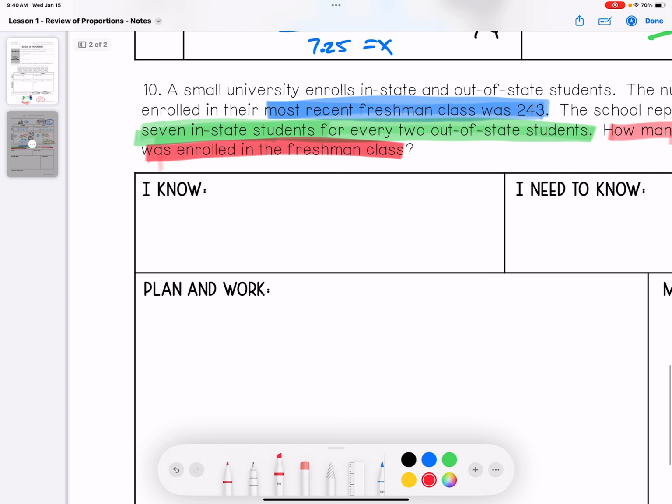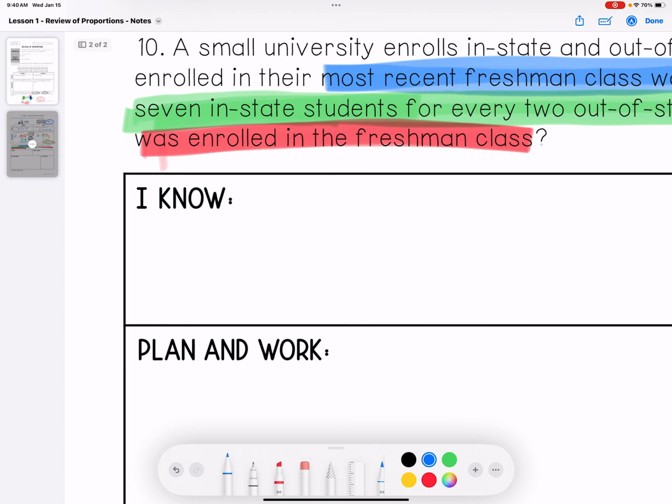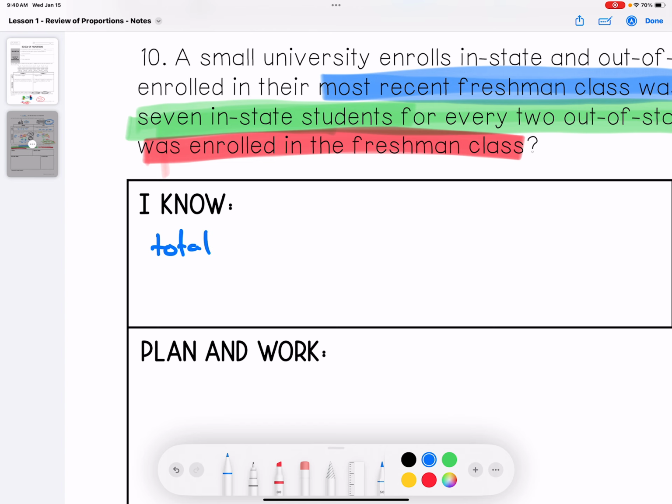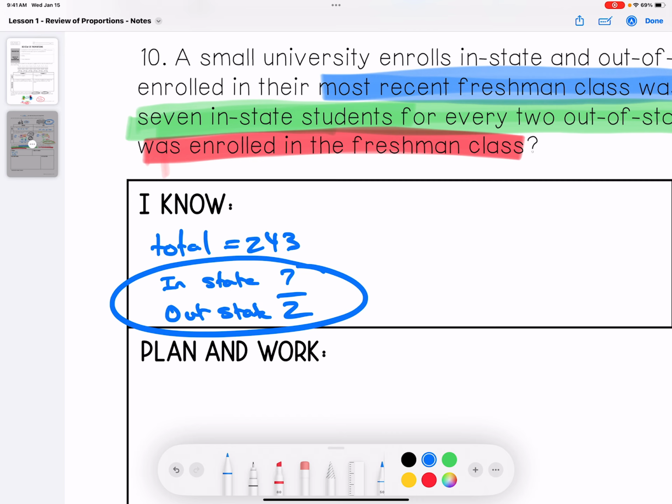What do I know? I know that the total students was 243. The in-state was 7. Out-of-state was 2. So that's going to be important there. The in-state to out-of-state was 7 over 2. Could I put out-of-state on top? Yes, because it didn't tell me if I needed to put it on top or bottom. Okay? All right. So there were 7 in-state to every 2 out-of-state.